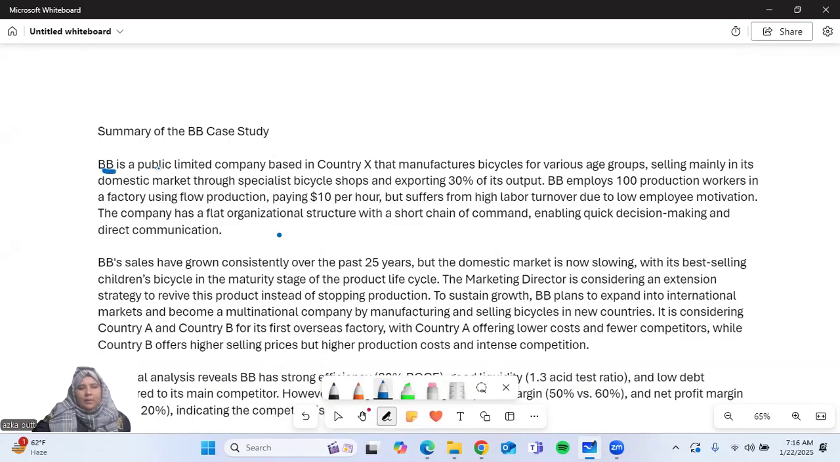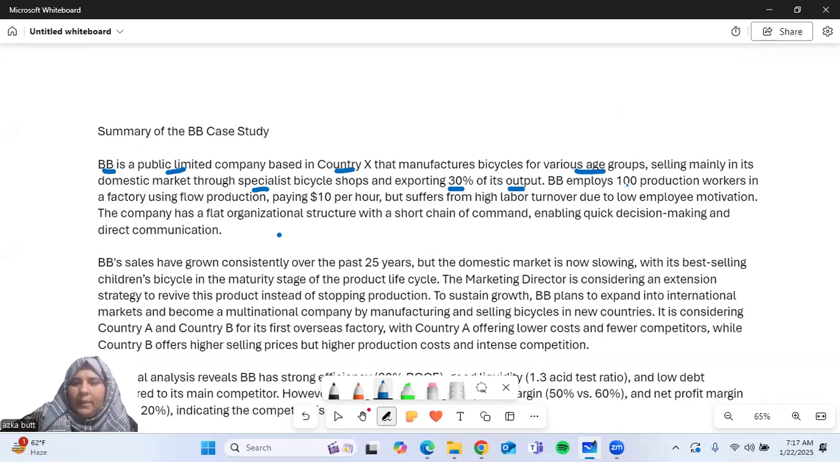So BB is basically a public limited company, and it is based in country X that manufactures bicycles for various age groups, selling mainly in its domestic market through specialist bicycle shops and exporting 30% of its output. Okay, so 30% of output they are exporting. It means that if they are producing 100% of the bicycles, 30% of it they are exporting to other countries, and 70% of it they are selling in specialist bicycle shops.